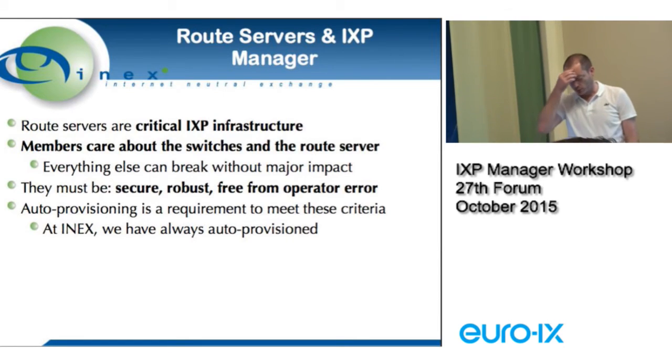So yeah, I said I had more on route servers, which, as we know, are critical infrastructure. I think in general, members care about the switches and they care about the route server. If the route collector goes down, they don't really care. If AS112 goes down, they don't care. If IXP Manager goes down, they don't particularly care. If there's a problem with the exchange or a problem with the route server, they care a lot. So they must be secure, robust, free from operator error.